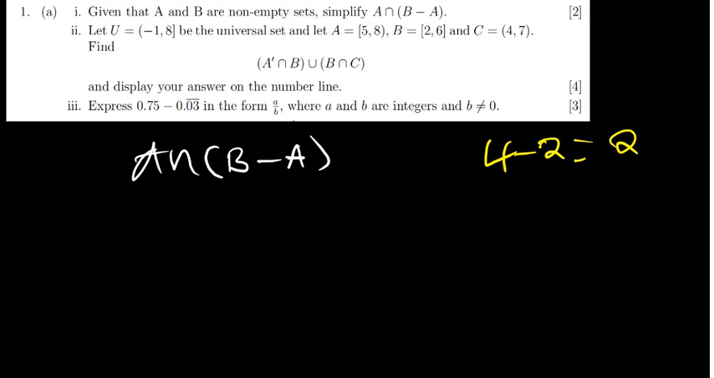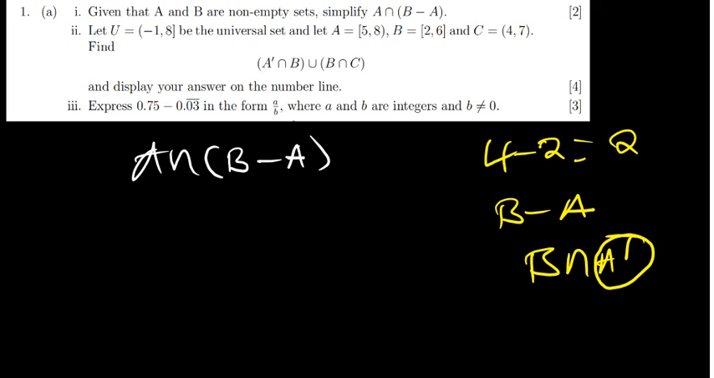So now let's start. They want us to simplify A intersection B minus A. The principle of math here is very simple. If I ask what is 4 minus 2, you will tell me that is 2. Meaning where there is 4, we subtract 2. So B minus A is the same as B intersection A complement. I'm excluding A. As simple as that.